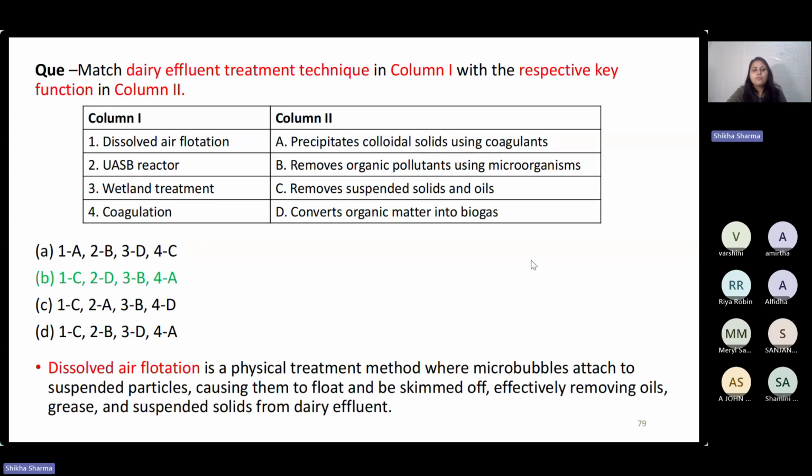So dissolved air flotation is a physical treatment method where micro bubbles attach to the suspended particles, causing them to float and be skimmed off, removing oil and grease.